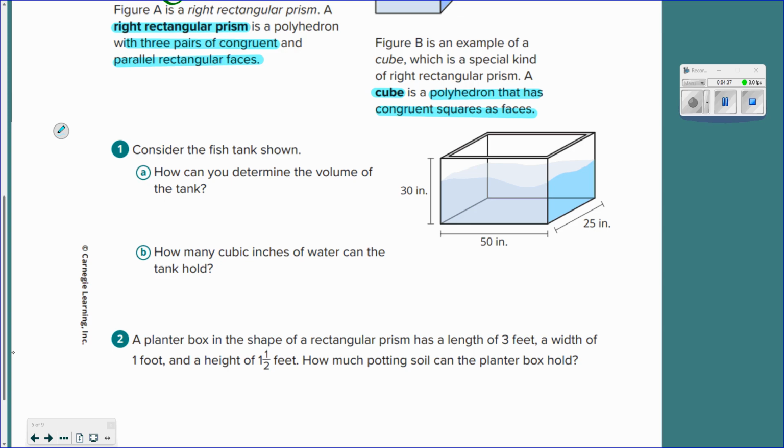One thing we haven't given you yet is your formula. If I am doing volume, to find our volume all we're going to do is multiply the length times the width times the height.